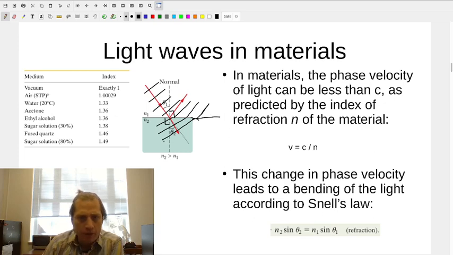Okay, so here's our rule. If you have two media, N1 has one index of refraction, N2 has a different index of refraction, so that will tell you about the speeds at which light goes in each material. They should follow Snell's law. So N2 sine of the angle that light makes at the interface equals N1 sine of angle 1. So that would be the angle here that light makes at that interface.